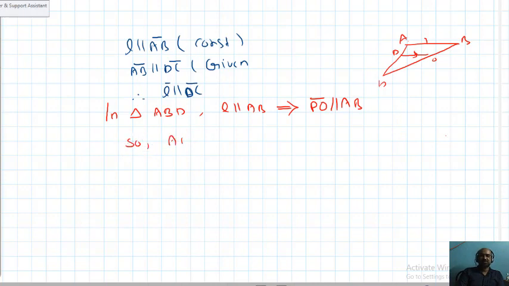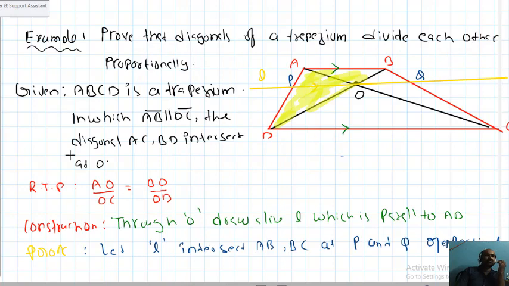So, AP by PD equal to BO by OD, from BPT. So in bracket I can say that from BPT. So, this is equation number 1. Okay, students.